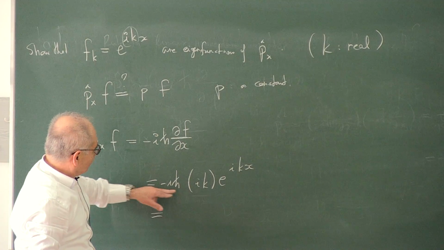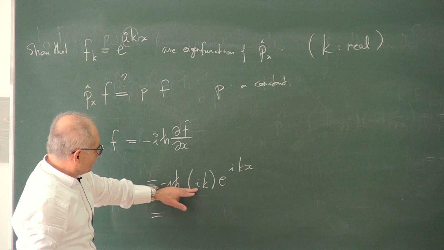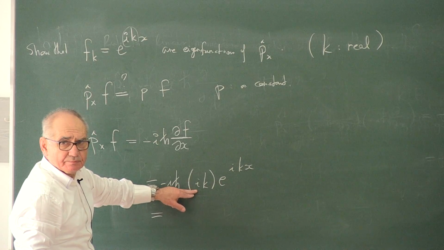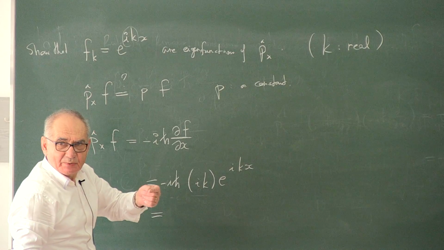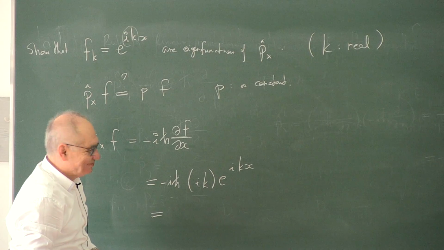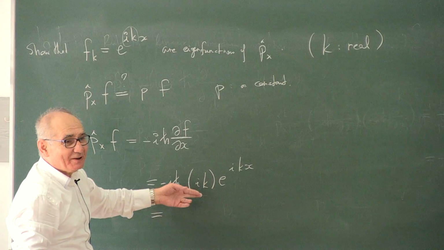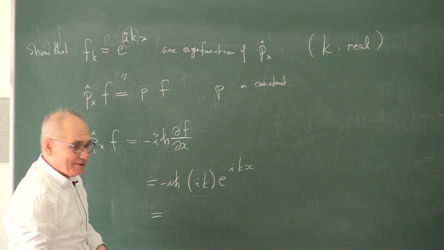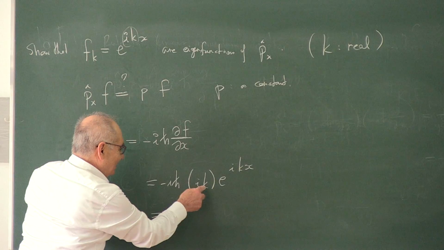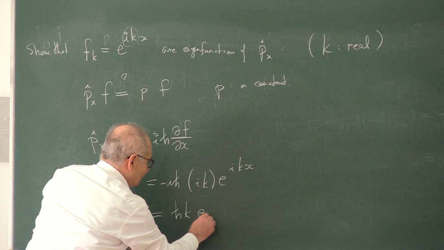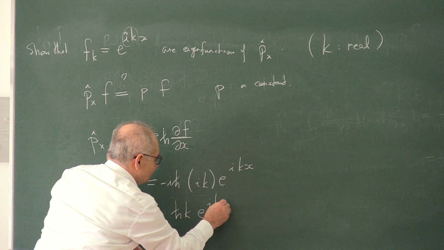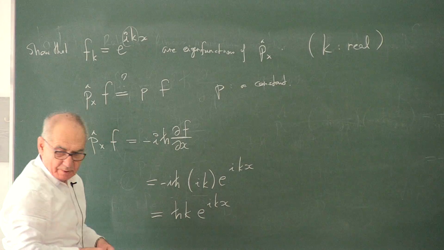Simplify this. Here the constants can be simplified. Minus i times i. What is it? Plus 1 or minus 1? One minus, the other plus. Plus 1. Then h bar times k times the function. All right.